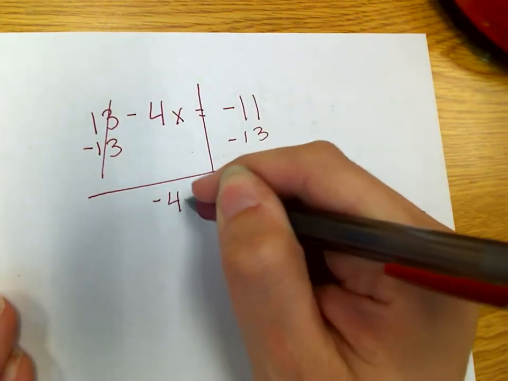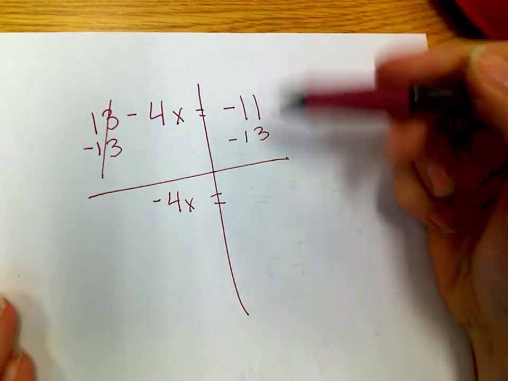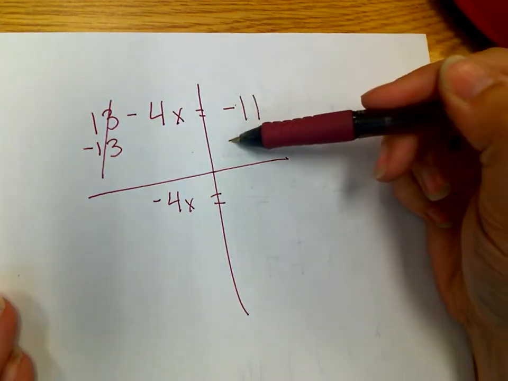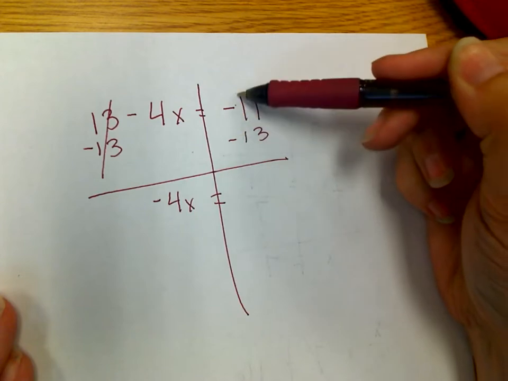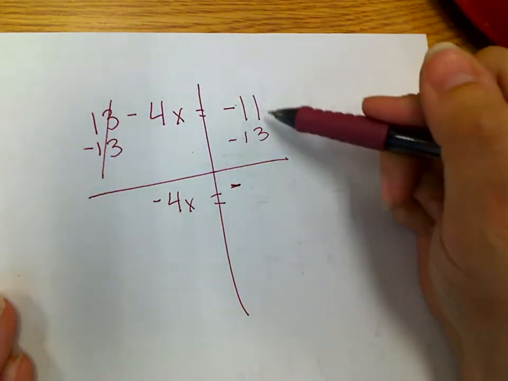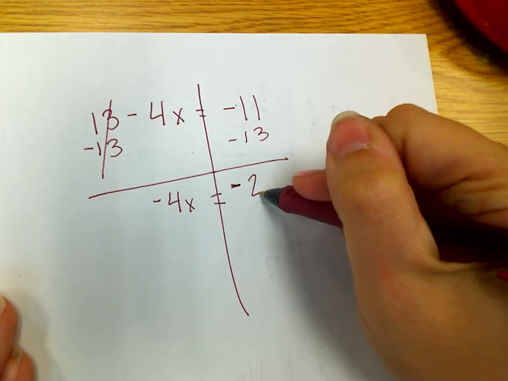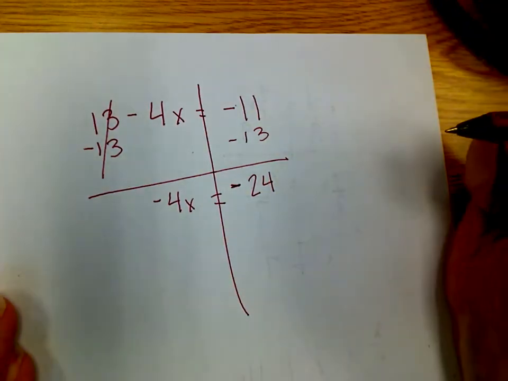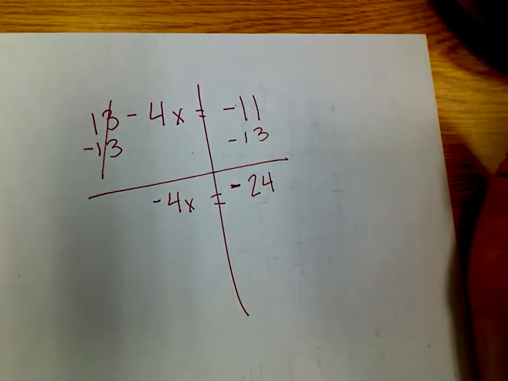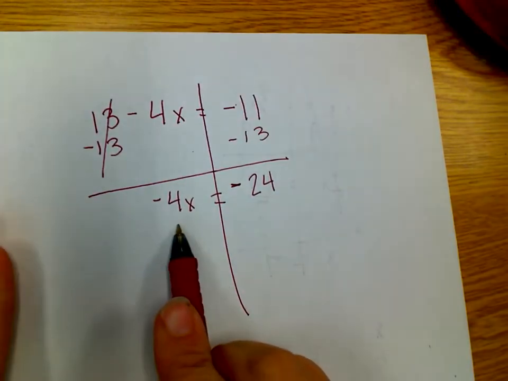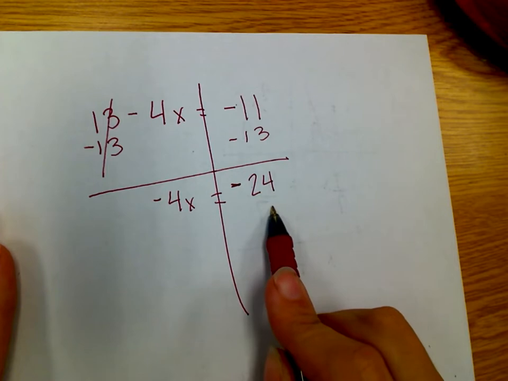So that's negative 4x equals, now here's where I have to be careful. This is a negative, and then I have another negative. Since they're the same signs, I'm going to add them, and I'm going to have a negative answer. So that's really going to be negative 24. If I'm adding two things that are negative, then I just add them and keep the sign. So now I have negative 4x equals negative 24.